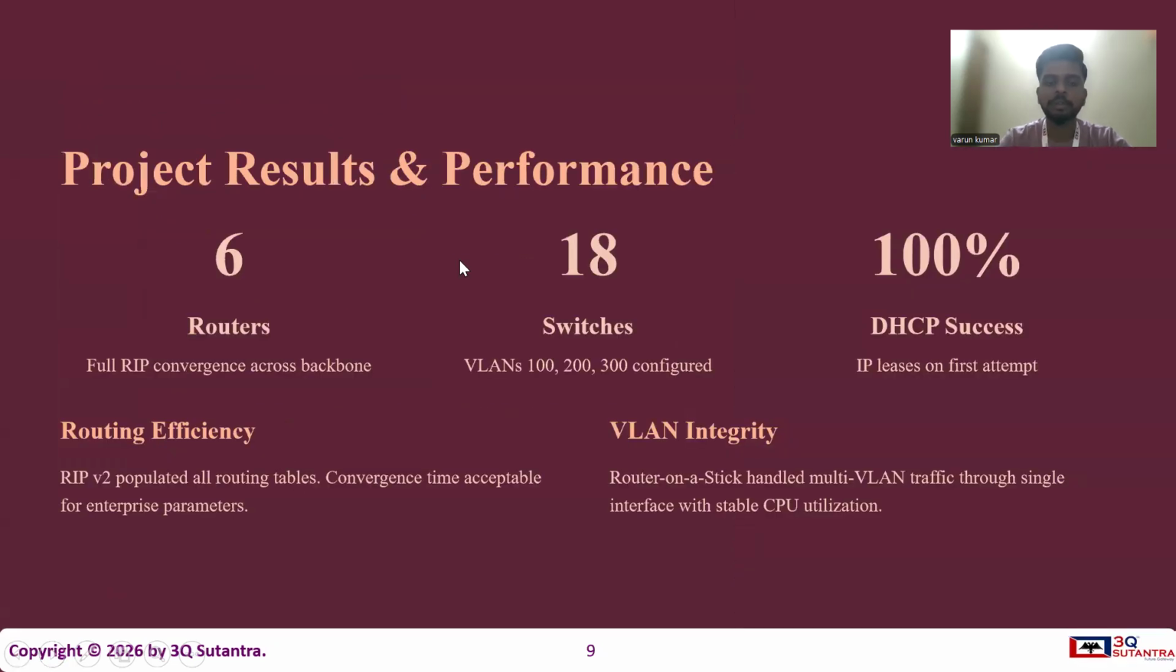Project results and performance: 6 routers, 18 switches, and 100% DHCP success. IP leases on the first attempt. 18 switches, VLANs created, 100, 200, 300 configured. 6 routers, so full IP convergence across the backbone. Routing efficiency: RIP version 2 populated all routing tables, and convergence time was acceptable for enterprise parameters. VLAN integrity: router on a stick handled multi-VLAN traffic through a single interface with stable CPU utilization.